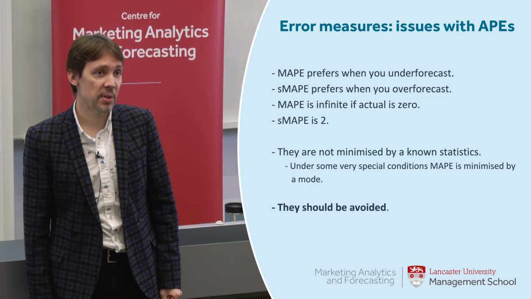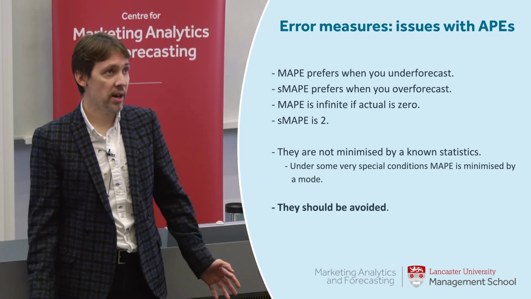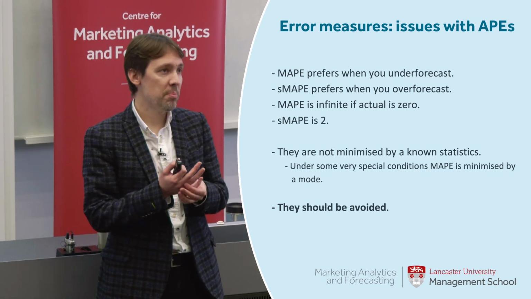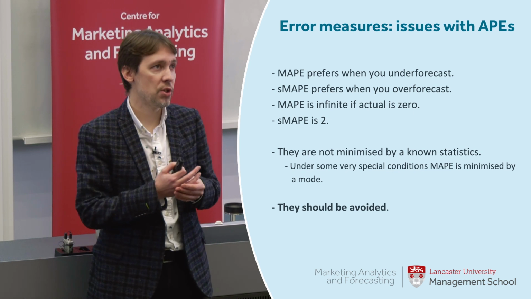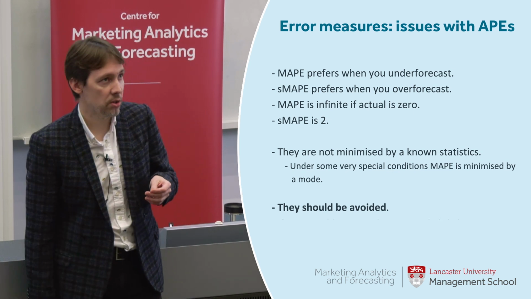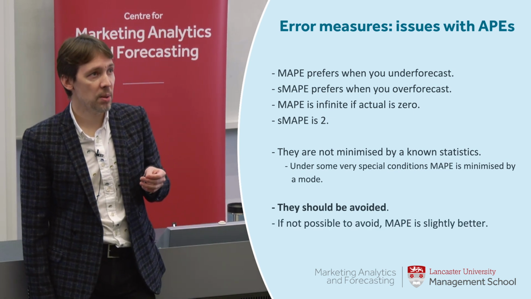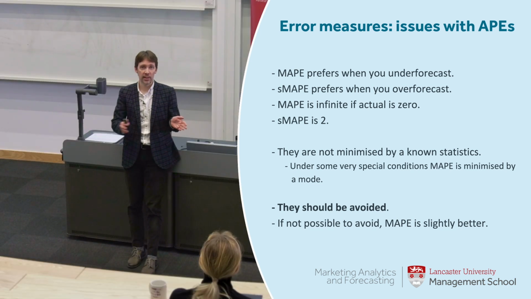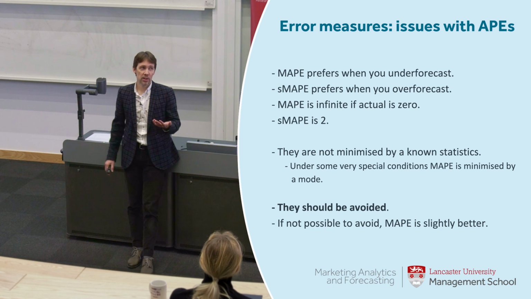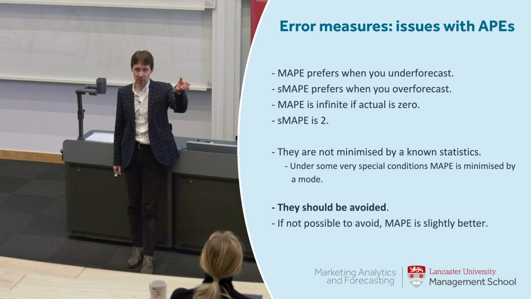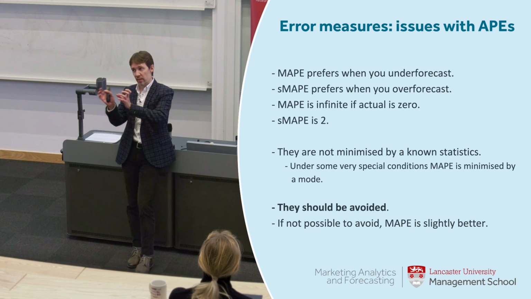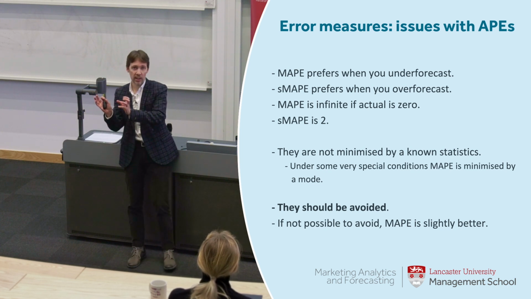So the conclusion from this is that percentage errors should be avoided. It's just the formulation of those errors that makes them distort the reality, distort the message that you have. If you cannot avoid those error measures, then use MAPE. At least it has the clear interpretation that this is the percentage error, while in case of symmetric MAPE, you're dividing by this average, which complicates the interpretation.